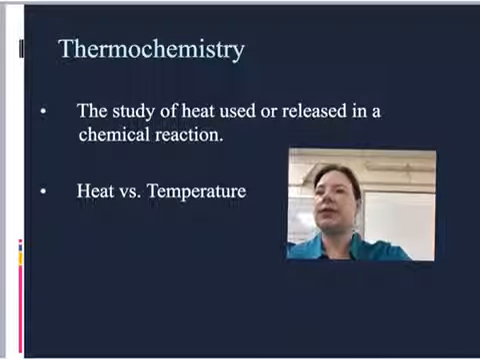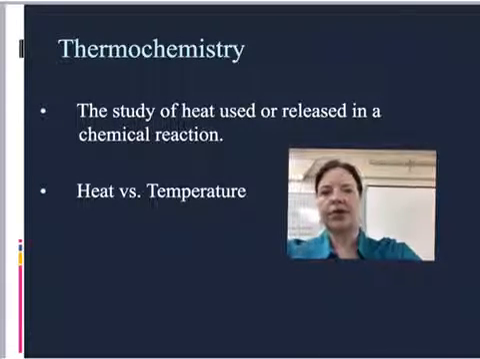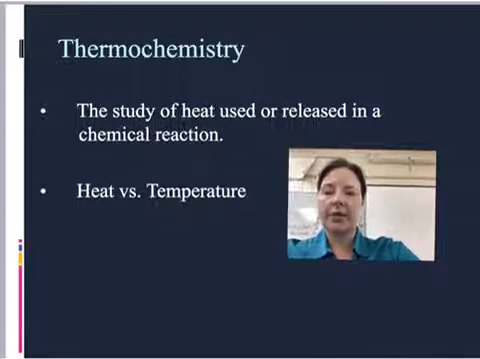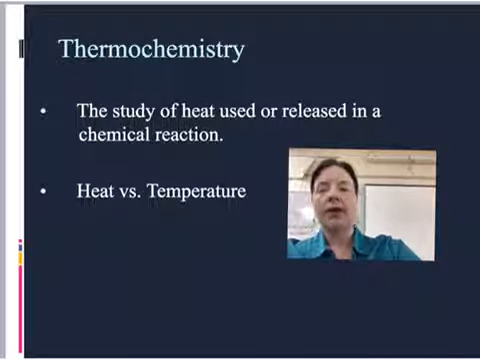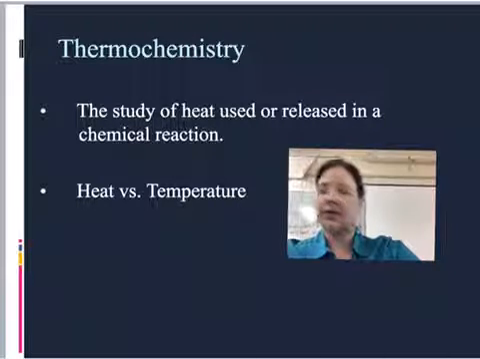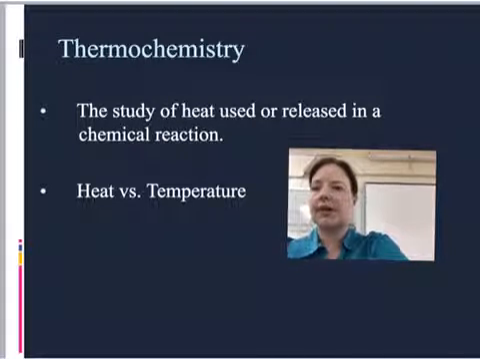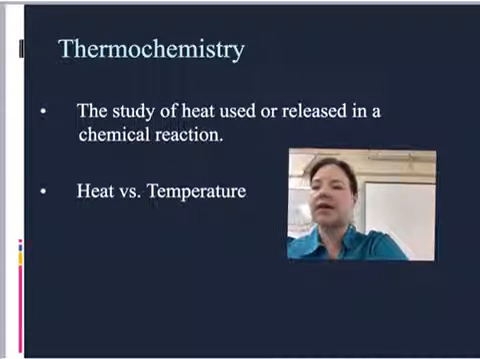Okay, so in this unit, we are going to study thermochemistry, which is the study of heat that is used or released in a chemical reaction. So we're going to be looking at exothermic and endothermic reactions, but now we're going to actually calculate the amount of heat. I'm going to talk real quick about the difference between heat versus temperature.